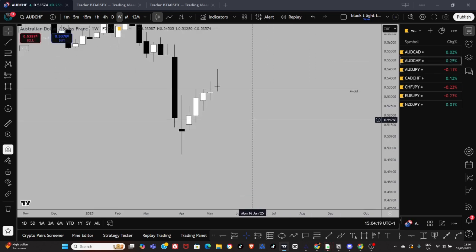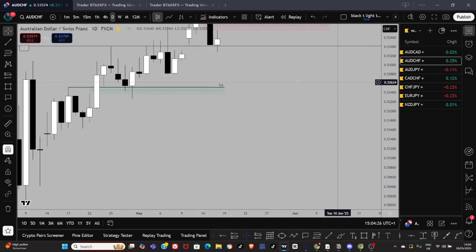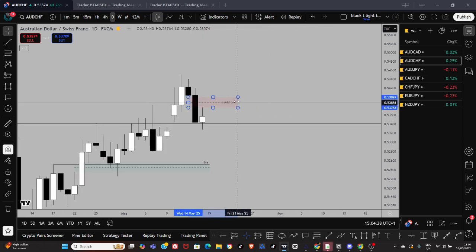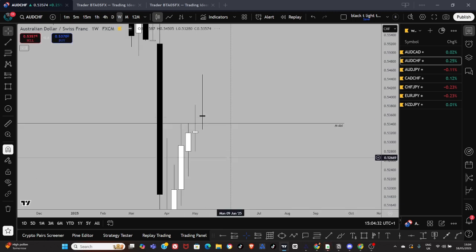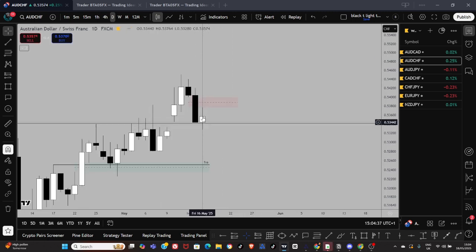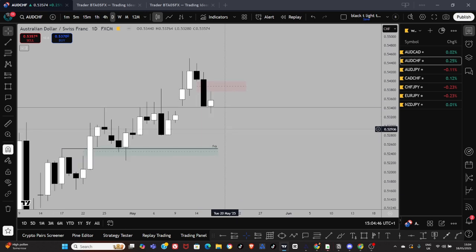AUD CHF, almost the same thing. Weekly, swept the previous week high. Go to the daily time frame. What's the daily time frame doing? Now you can see there's a fair value gap here on the lower time frame. People will say this fair value gap came from nowhere, but no, it actually came from somewhere because it swept the previous week high and created a fair value gap. So with this fair value gap now, we might want to see more confirmation. Why do I want to see more confirmation? Because price is literally reacting from this fair value gap.